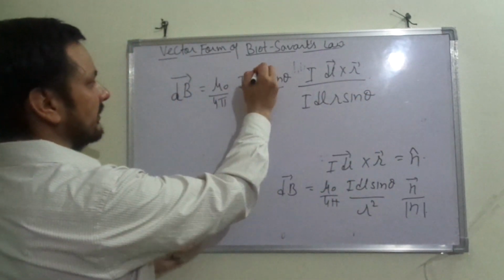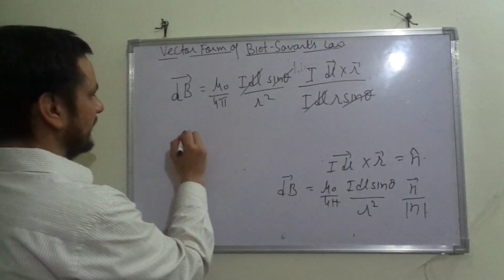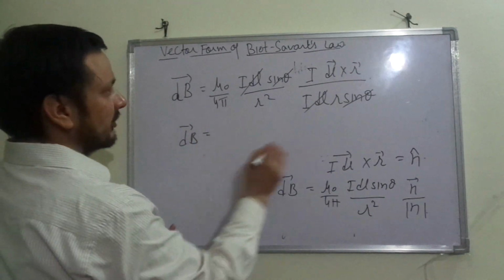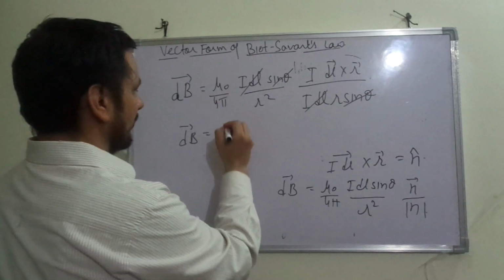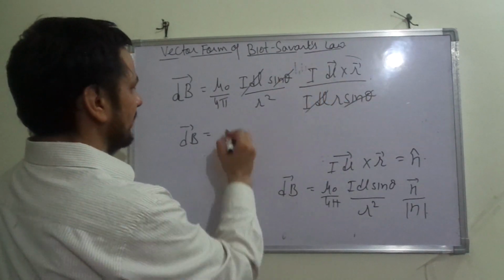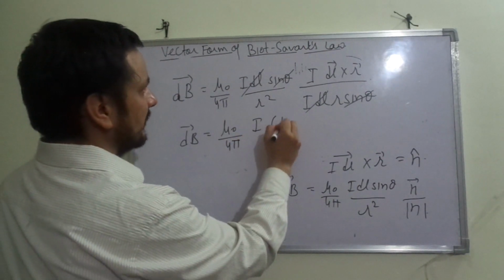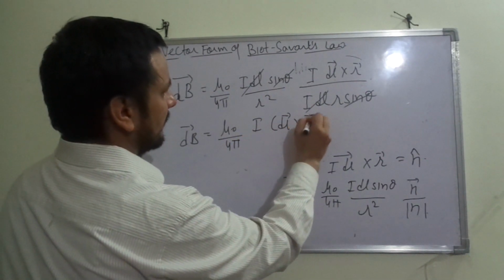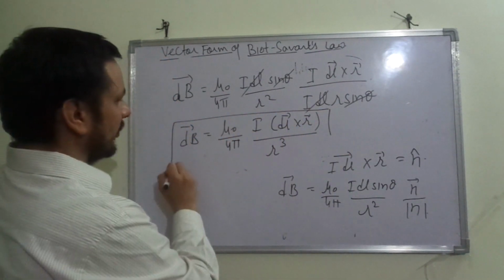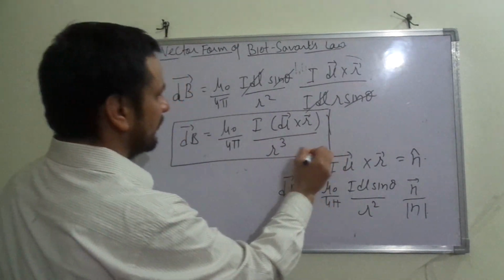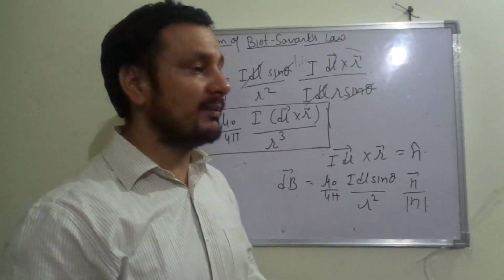Now students, I dl cancels with I dl, sin theta cancels with sin theta, and we are left with dB equal to, because this is a vector form, and in magnitude of unit vector this is a scalar form. Now in the magnitude of I dl r. Now we'll get mu naught upon 4 pi I dl into r upon r cube. This is the vector form of your Biot Savart's law. Students, remember its vector form. It is of immense importance.